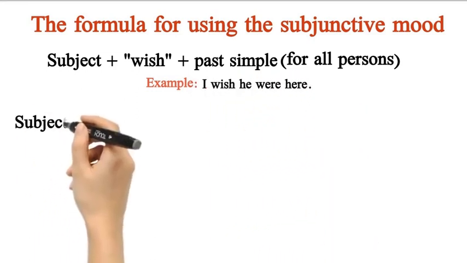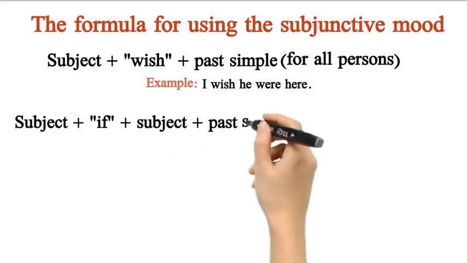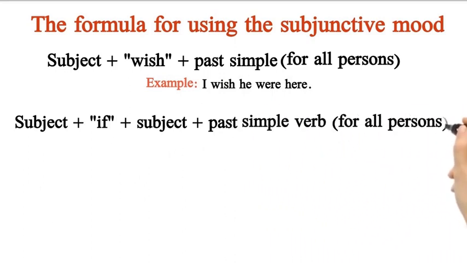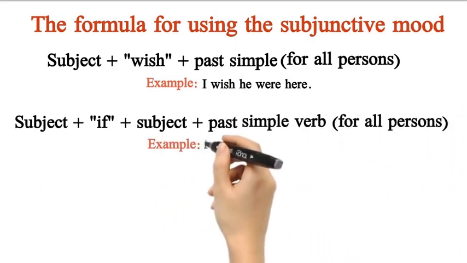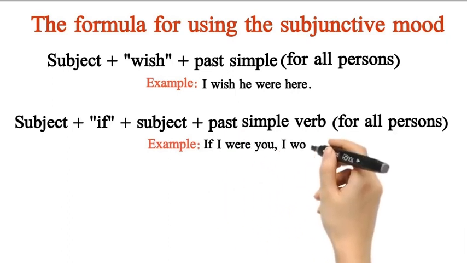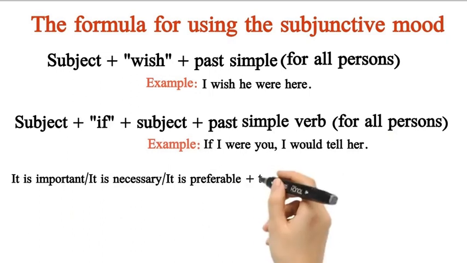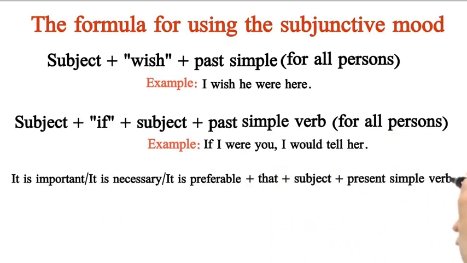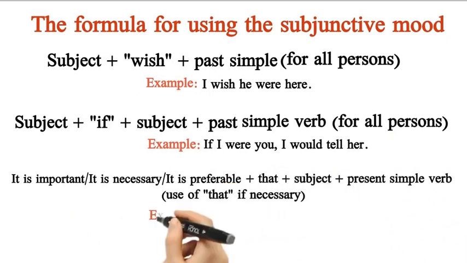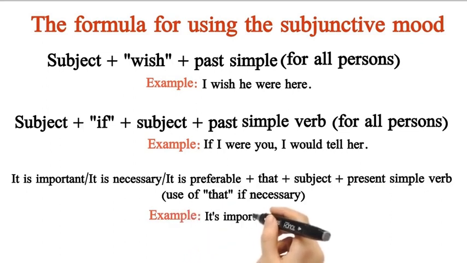Subject plus if plus subject plus past simple verb for all persons. Example: if I were you, I would tell her. It is important. It is necessary. It is preferable plus that plus subject plus present simple verb, use of that, if necessary. Example: it's important that he be on time.